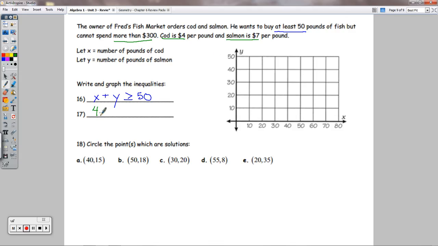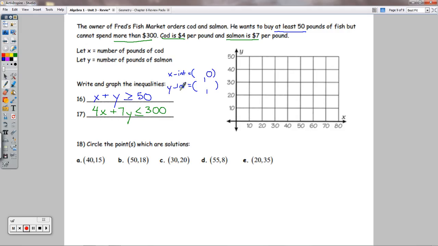So if I take 4 times x, 4 times the pounds of cod, plus 7 times y, 7 times the pounds of salmon, that can't be any more than 300. It has to be less than or equal to 300 right there. So we could use slope-intercept form if we wanted to solve both of these for y and graph that way, but I'm thinking that x and y-intercept again will be an easier way to go on this one. So I'll do that for both of these.